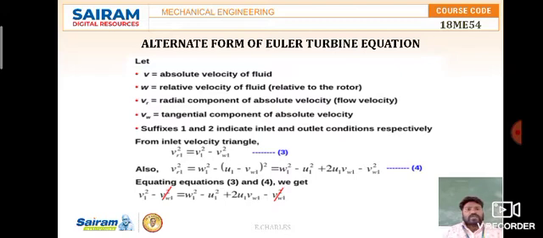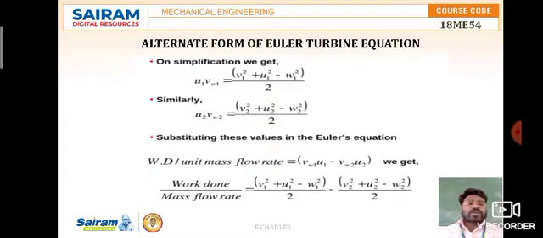Next, equating equation 3 and 4, if you write V1 square minus VW1 square in place of VR1, then VW1 square on both LHS and RHS gets cancelled. So finally, the alternate form of the energy equation, on simplification, we get U1 VW1 is equal to V1 square plus U1 square minus W1 square, divided by 2. Similarly, this is for the inlet triangle.